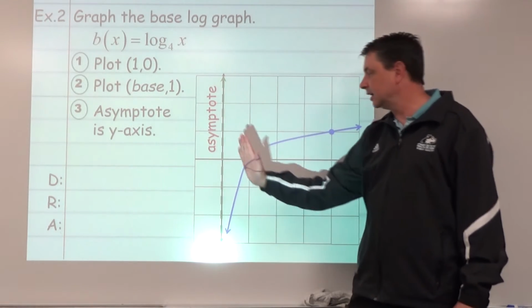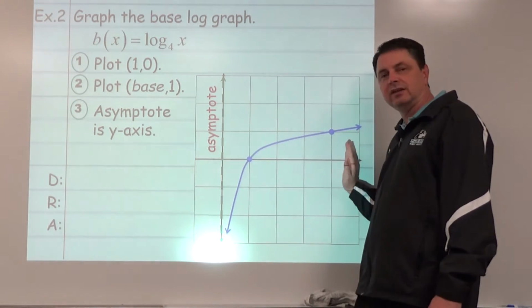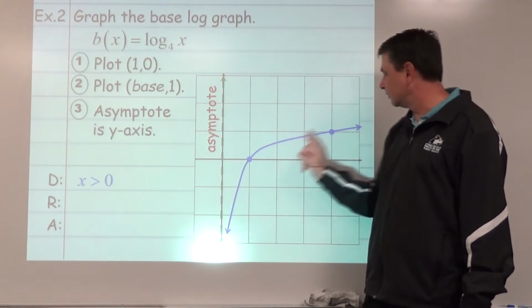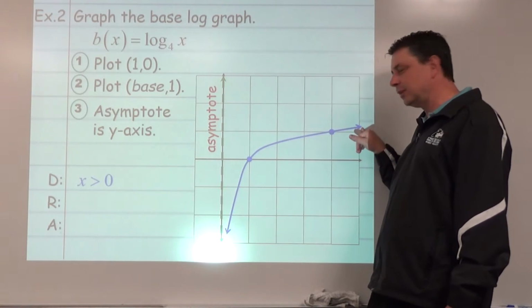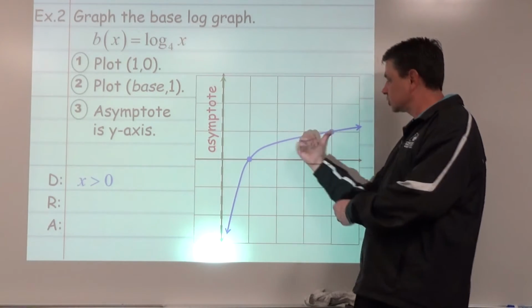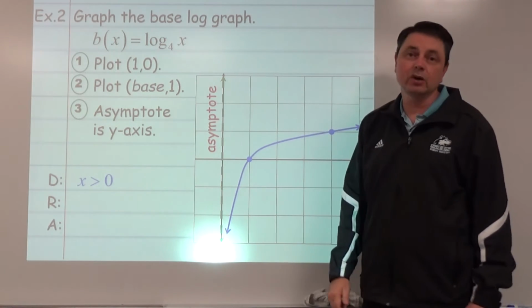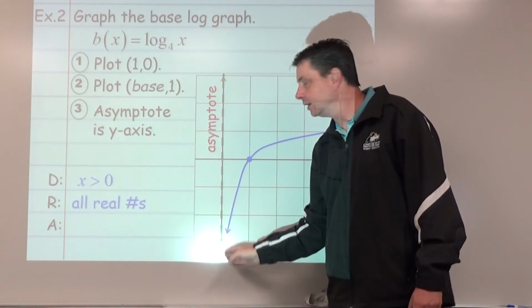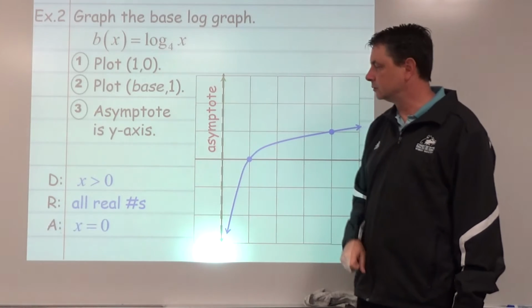So our domain, again, everything to the right of 0. X is greater than 0. Range, down forever. Now, it's going to go up pretty slowly as we kind of trend out this way, but it is going up forever. And then our asymptote, vertical line, x equals 0.